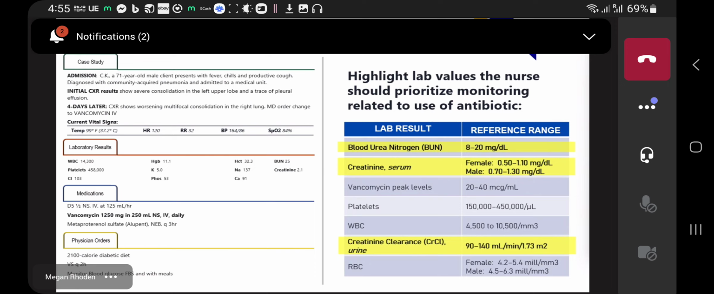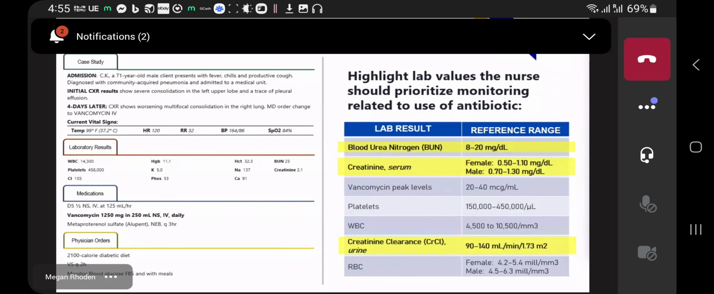WBCs are not directly correlated with the vancomycin, and the platelets and the RBCs are not something that is going to be affected because of the Vanco. So when we look at Vanco, guys, automatically you have to think of kidney injury, nephrotoxicity. So we would want to monitor the BUN, creatinine, and the creatinine clearance. Okay.